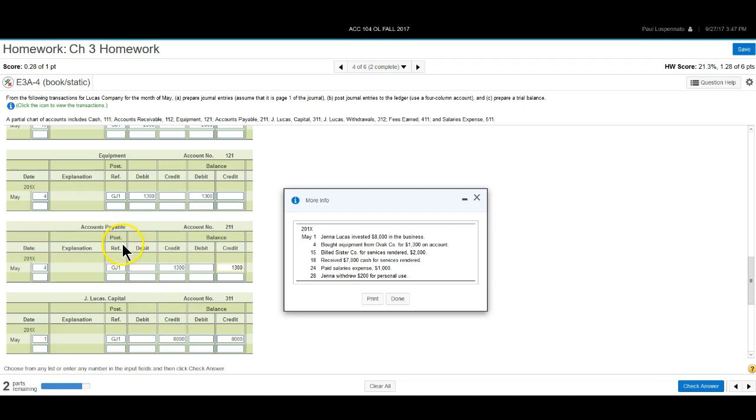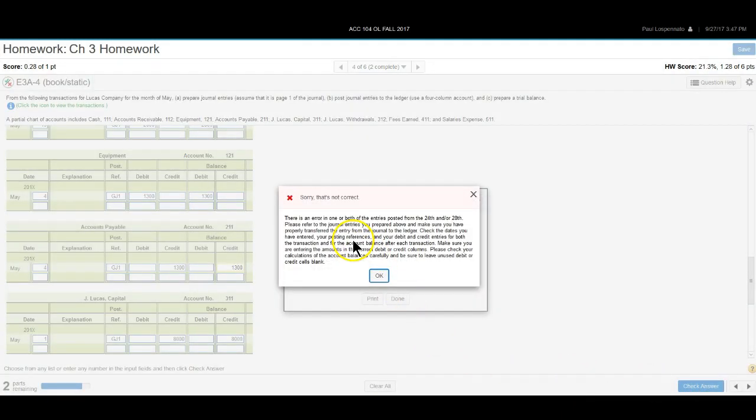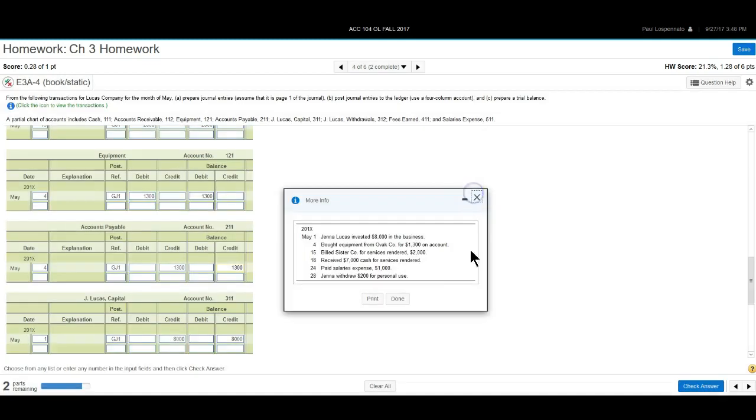Now when I pay this liability off, say if I paid $500, what would I do? I would debit $500 to reduce it, and that would reduce the credit balance to 800. So the balance goes up and down as you incur and pay off liabilities. I think I can check the answer at this point. I probably screwed something up, but let's go. Oh, I did. There was an error in one from the 24th and/or the 28th. All right, let's go see what I did wrong.